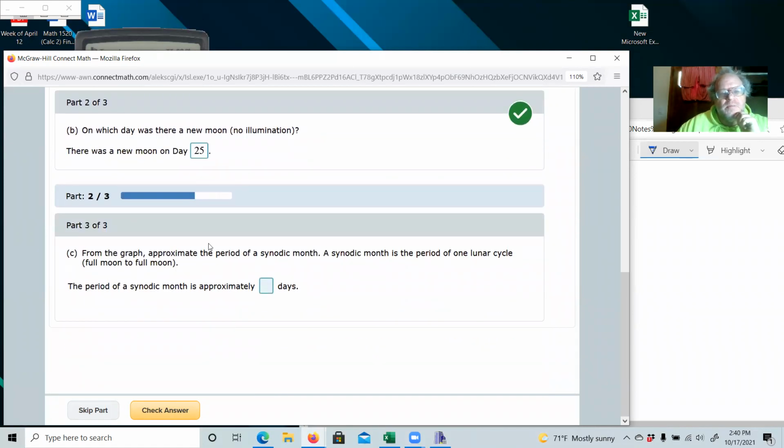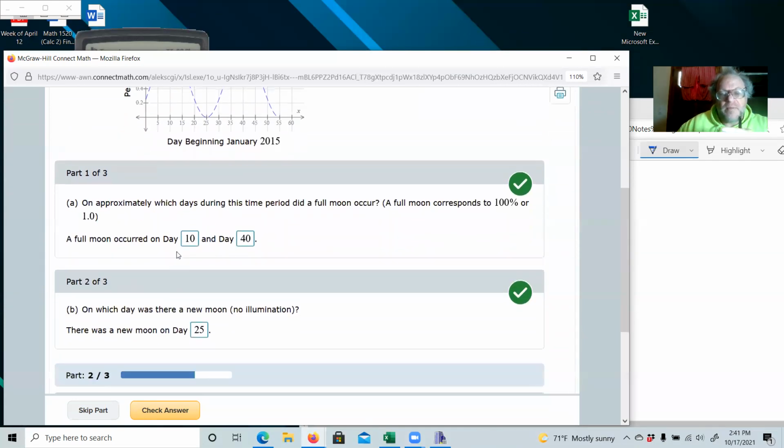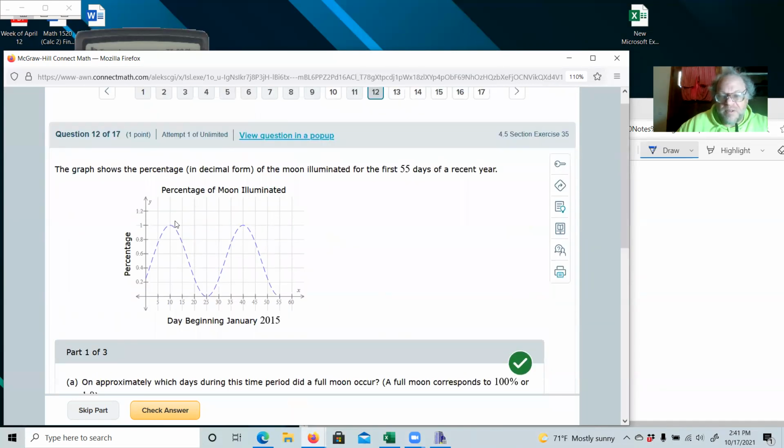From the graph, approximate a periodic sinusoidal month. Oh, that's not sinusoidal. It's synodic. Okay, a synodic month is a period of one lunar cycle, full moon to full moon. How many days does this period go? Well, it goes from day 10 to day 40 is one wavelength, right? You just go top to top.